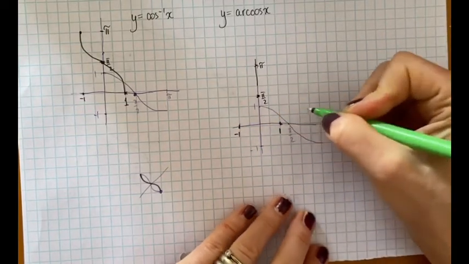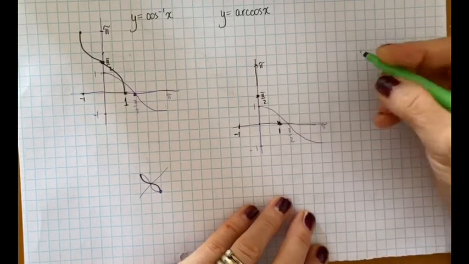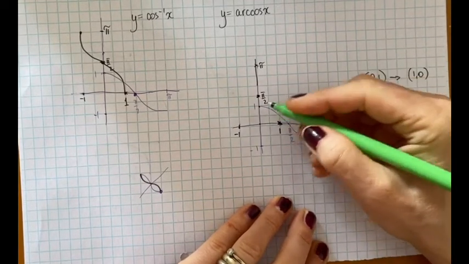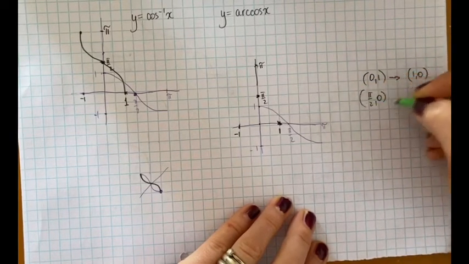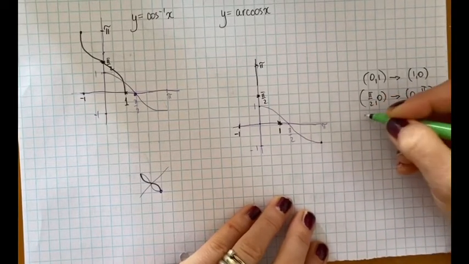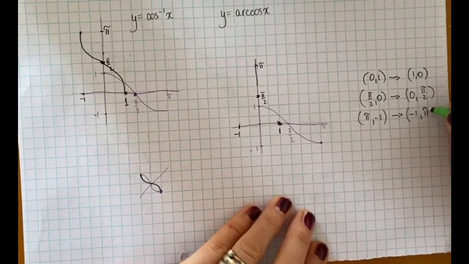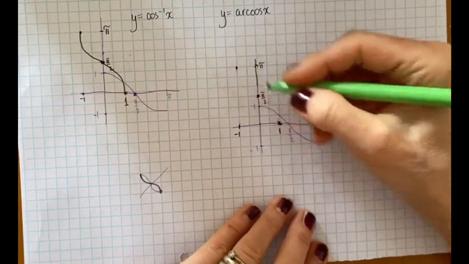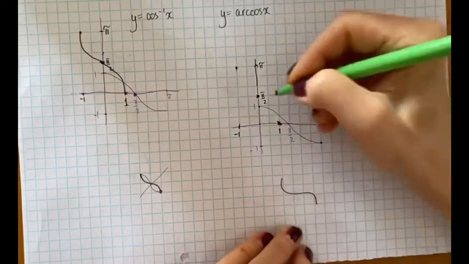So you used to be at 0, 1, now you are at 1, 0. So 0, 1 goes onto 1, 0. You used to go through pi over 2, 0. Now you will go from 0 to pi over 2. And then at the end, it used to be from pi, minus 1, and you need to go to minus 1, pi. So where's minus 1, pi? Over here. So I'll need to start from here and end up here, but the graph needs to go that way, like that.